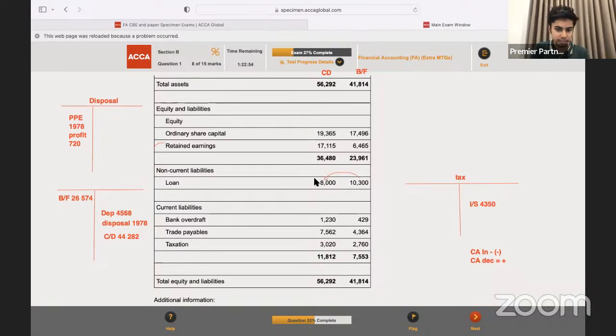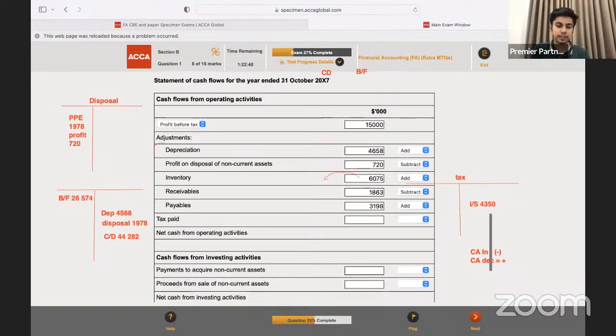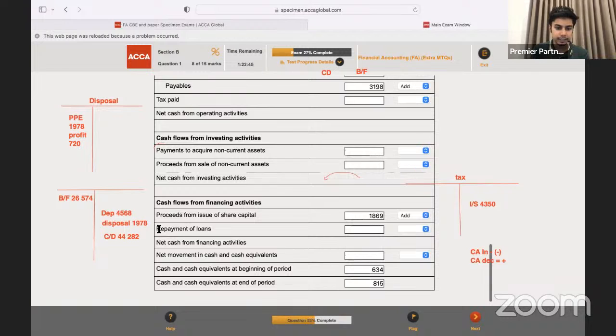So guys, from here to here now, what's the difference? 10,300 to 8,000, there's a difference of 2,300. So let's mark that and show. 2,300 is here, guys, repayment of loan. Mark that. Because money is going out, subtract, negative. Done. Right, again, guys, let's go up.